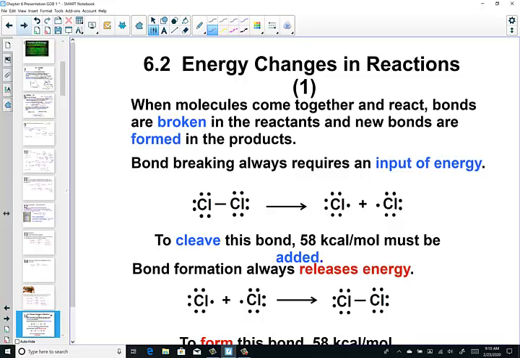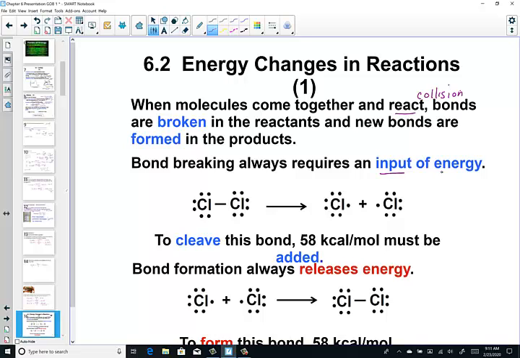Well, the heart of that answer is understanding when molecules come together and react, there's a collision. And so when I say a collision, you have to think about literally two molecules that are in motion must collide with one another to break bonds, or they must come into contact with each other to form new bonds. And that's the heart of a chemical change. Bonds are broken in the reactants, and new bonds are forming in the products.